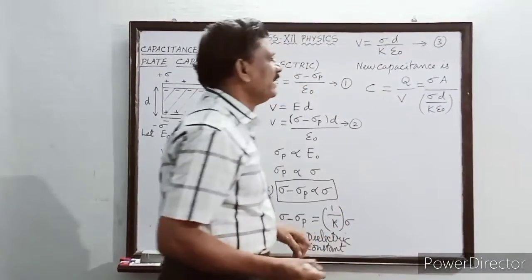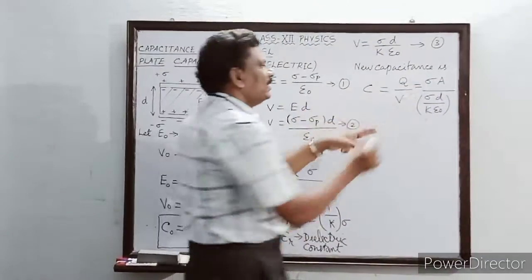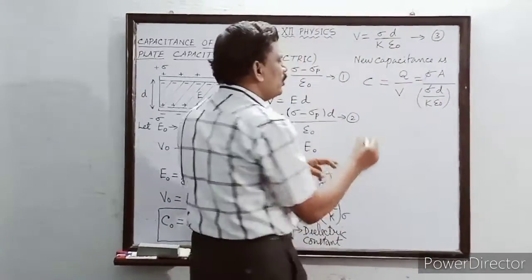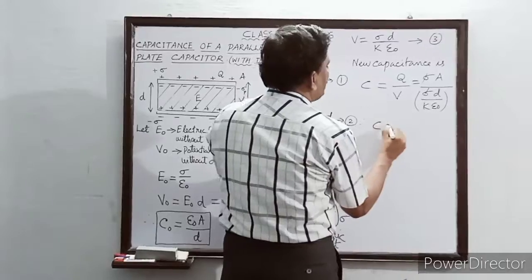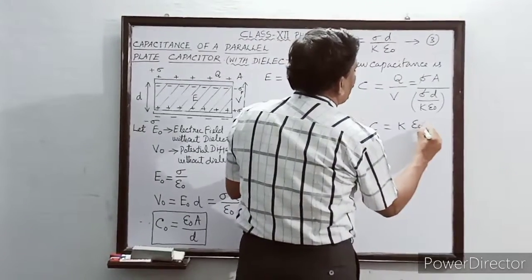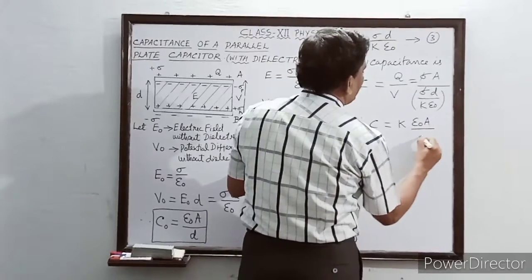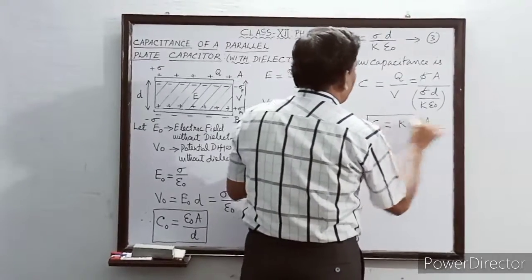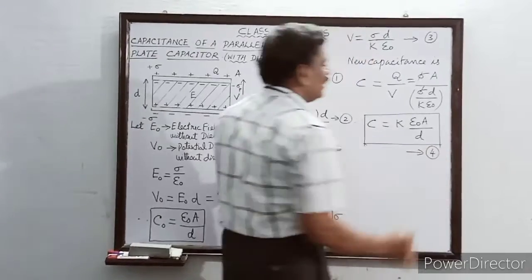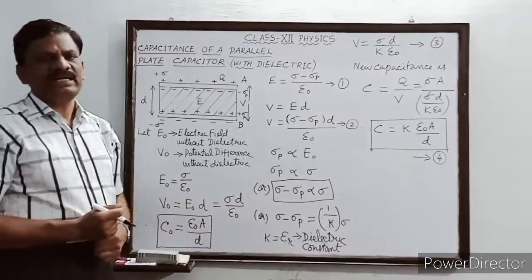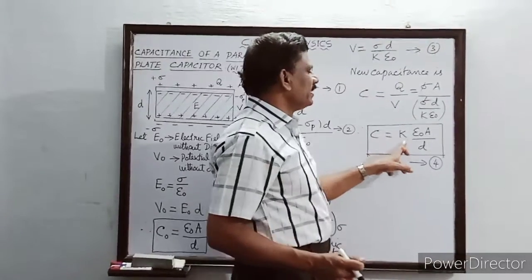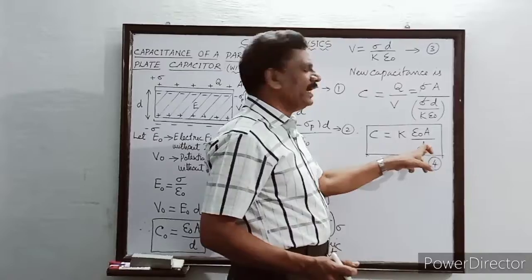So which factor is getting cancelled here? Sigma. So sigma is getting cancelled. This K into epsilon naught is coming to the numerator. Therefore, C is equal to K into epsilon naught A divided by D. So this is the final expression for the capacitance of the capacitor after introducing a dielectric. So on the right hand side you see that this is equal to K times epsilon naught A by D.